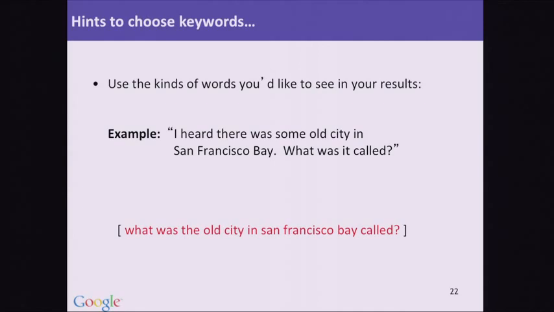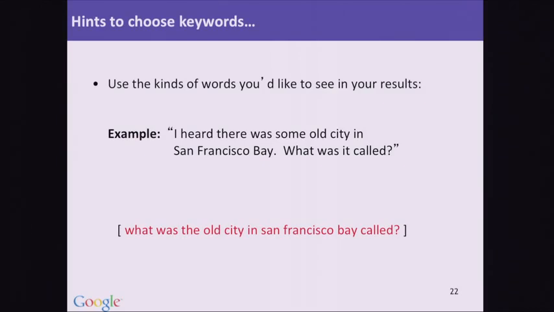That is, if someone says to you, I heard there was some old city in San Francisco Bay, what was it called? You probably don't want to do a query like this one. What was the old city in San Francisco Bay called? I'll point out that anytime you see on these slides the square brackets around the red text, that's an example query. So when you see those kinds of elements in the slide, you would use that as a sample query.